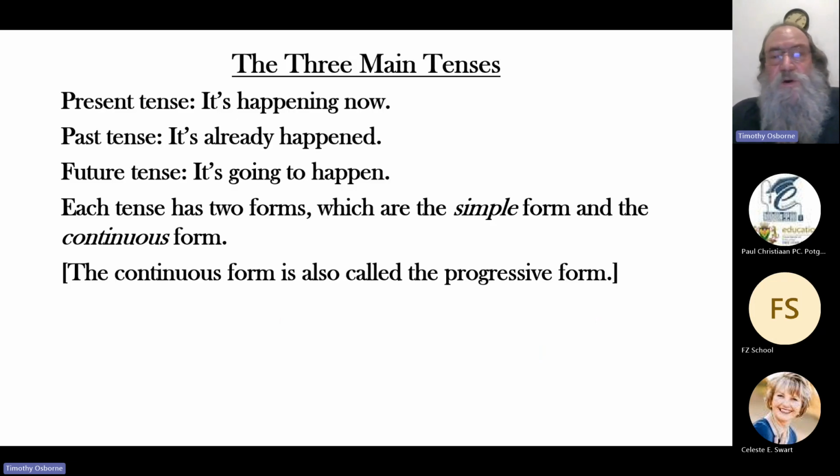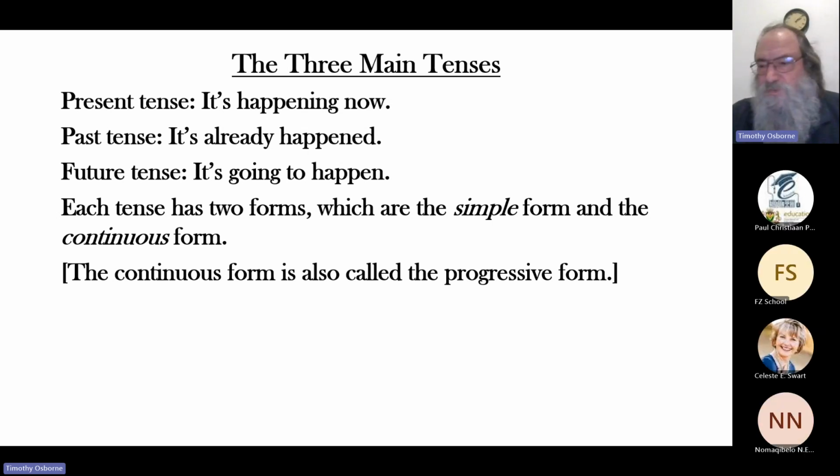Now, there are three main tenses, and they are present, past, and future. And there you will see all the information flying onto the screen. Looking at this part here, each tense has two forms. You'll see there, it's the simple form and the continuous form. Please make a note that the continuous form is also called the progressive form.